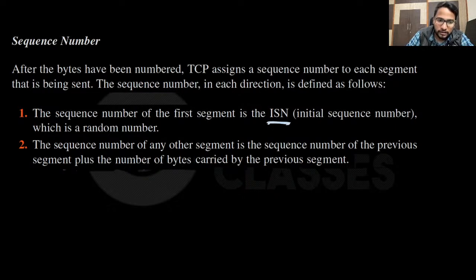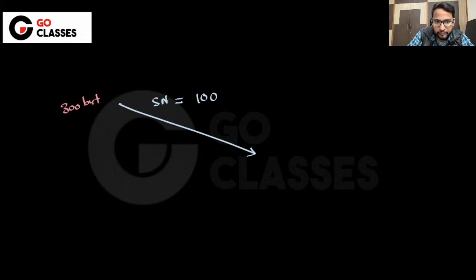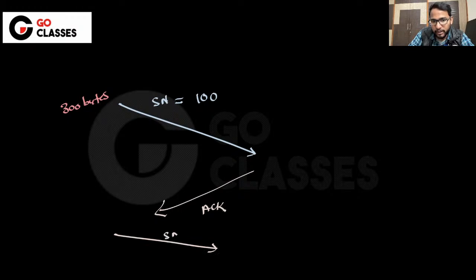Let me ask you one question. Let's suppose you are sending with the sequence number 100. You are sending some bytes, let's suppose 300 bytes, in one go. And let's suppose the server or the client acknowledges that it has received the 300 bytes. Now you send again some bytes. Can anyone tell me what the sequence number is here?